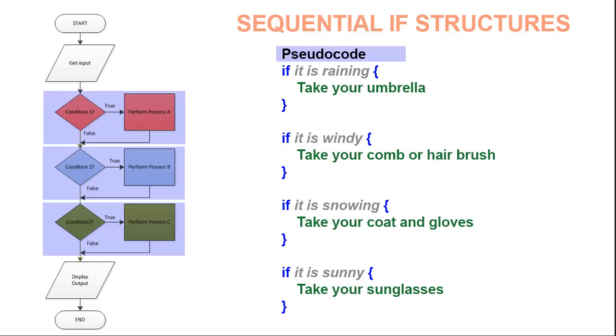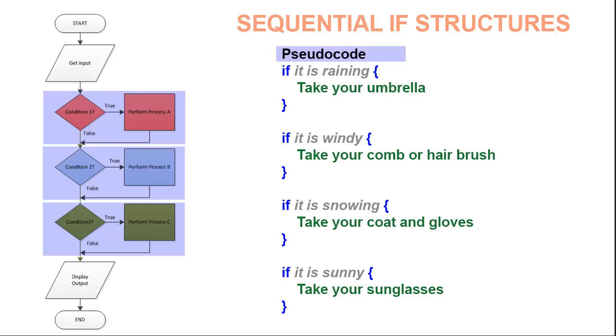If we were concerned that it might be windy and rainy, we might want to tell them to take their umbrella and take their comb or hairbrush. If it's windy and sunny, we still might want them to take their comb or hairbrush, but also take their sunglasses. So by doing sequential if structures, we can allow code to execute multiple different forks without bypassing the others if one of them is true. Whether you use an if, else-if structure or a sequential if structure is really dependent on what you want to accomplish.